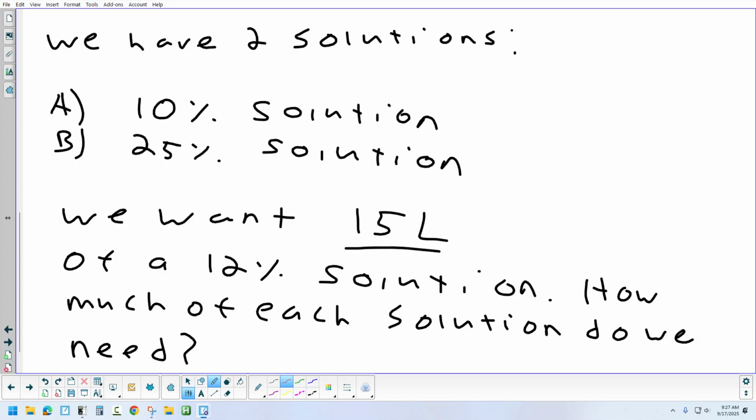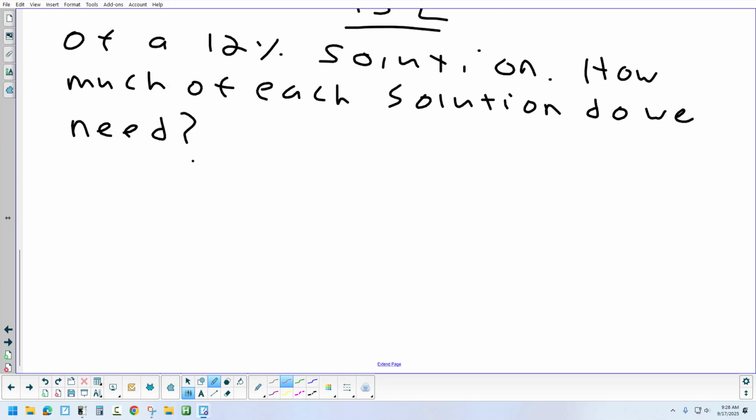Have they already differentiated it for me? What letter did they use for the 10% solution? Just the way they wrote the problem, why don't we let A be the amount of solution A. That's pretty simple. Let A be the amount of solution A, and then let B be the amount of solution B.